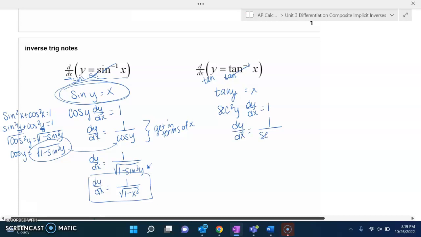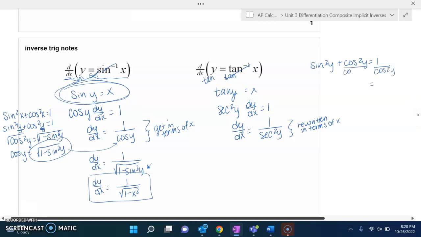Solve for dy dx. Now once again, we want this rewritten in terms of x. And you're probably like, I don't see it. So another relationship, a trig identity. So if we go back, we know sine squared y plus cosine squared y equals 1. We want the Pythagorean identity that has secant squared in it. So hopefully in your mind you're thinking, well, secant squared goes with cosine. So 1 over cosine squared would be secant squared.